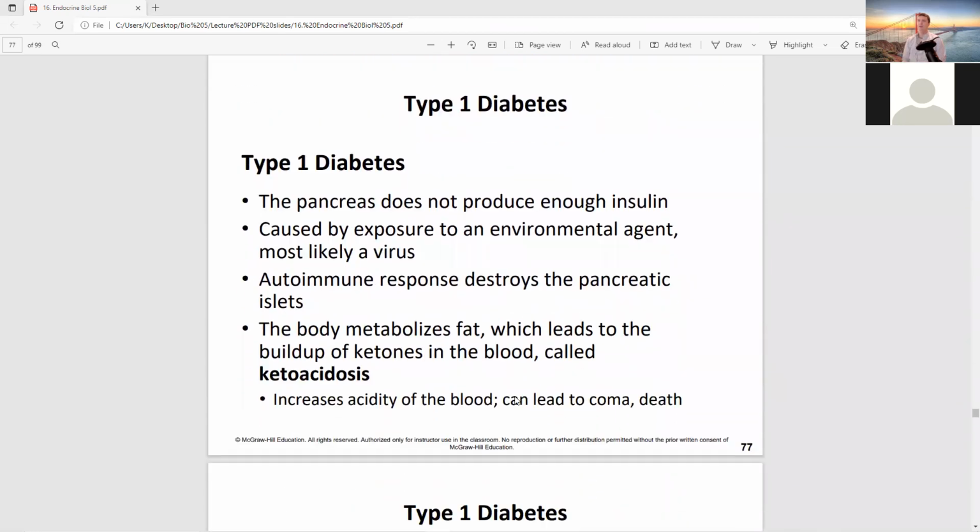So in type 1 diabetes, the pancreas does not produce enough insulin, caused by exposure to an environmental agent, most likely a virus. Autoimmune responses destroy the pancreatic islets. The body metabolizes fat, which leads to the buildup of ketones in the blood, called ketoacidosis. Increased acidity of the blood can lead to coma or death.